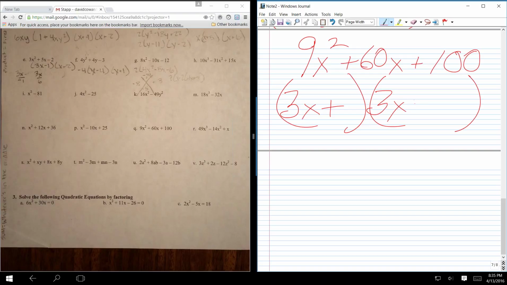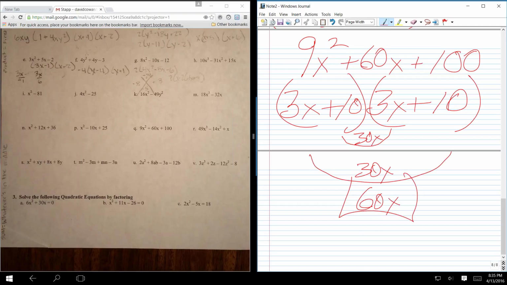Good. What are the most likely factors of 100? 10 and 10. We'll try that. Like I said, I don't know that it works, it's a trial and error process. Let's see if that produces the middle term. What's that and what's that? So 30x and then 30x. Add them together: 60. That works. That's our answer.